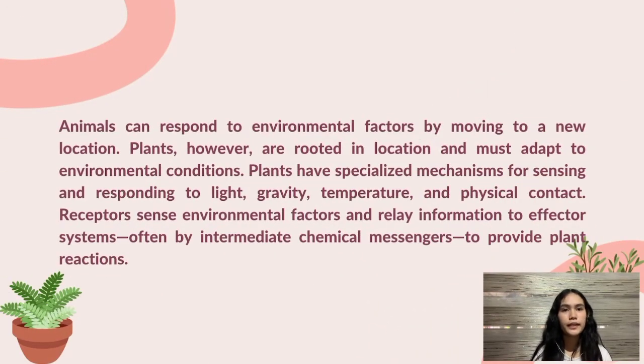Animals can respond to environmental factors by moving to a new location, just like humans. Plants, however, are rooted in location and must adapt to the environmental conditions. Plants have specialized mechanisms for sensing and responding to light, gravity, temperature, and physical contact. Receptors sense environmental factors and relay information to effector systems, often by intermediate chemical messengers, to provide plant reactions.